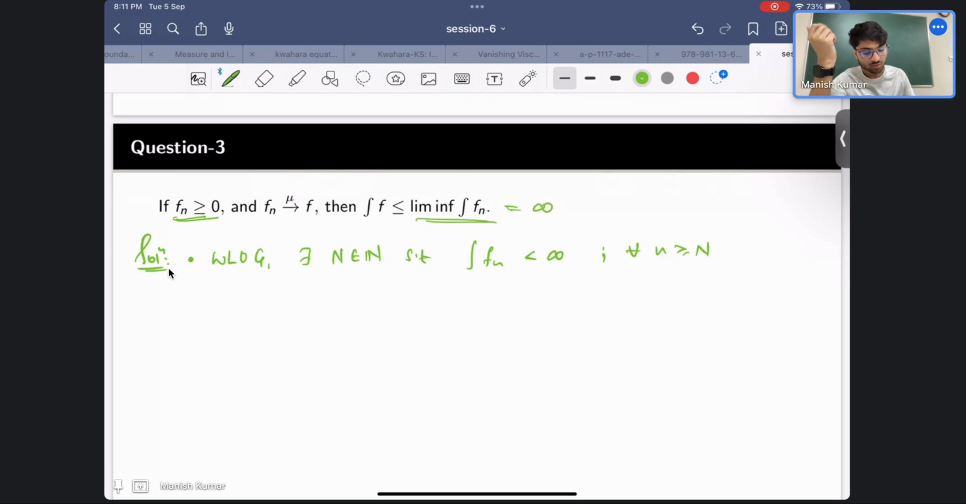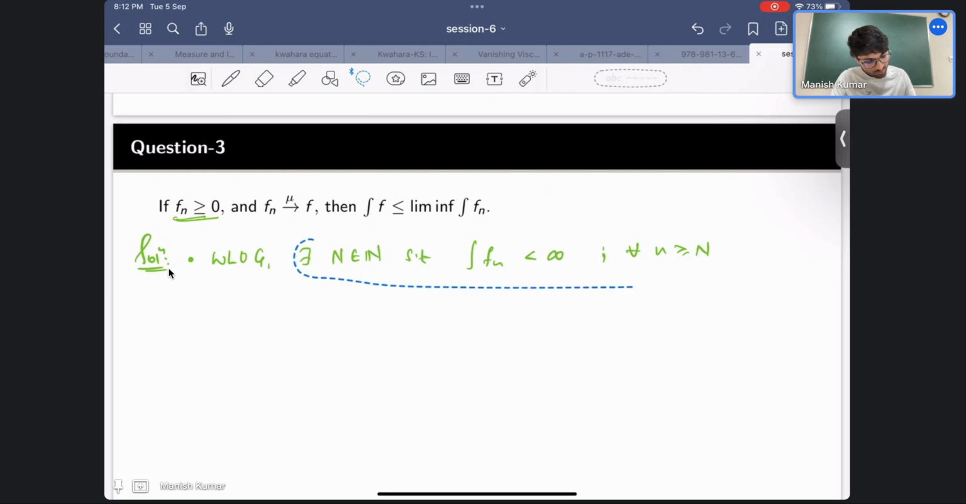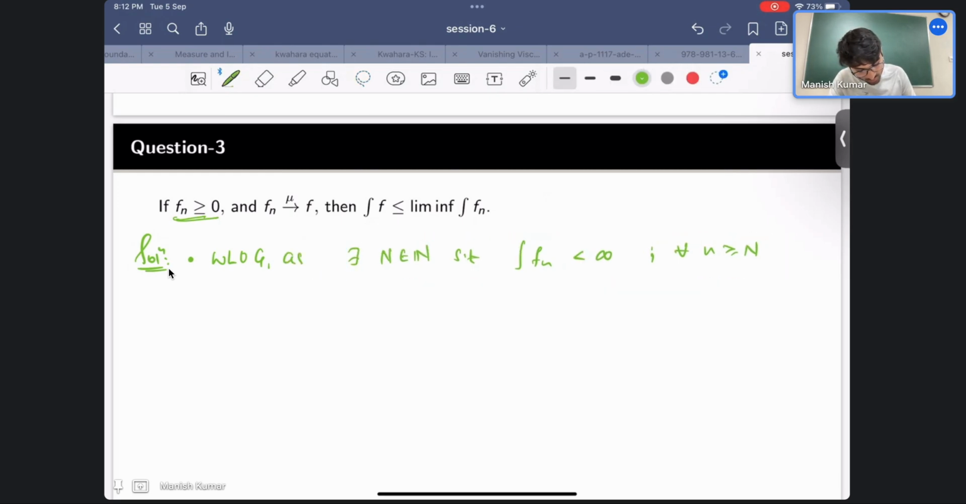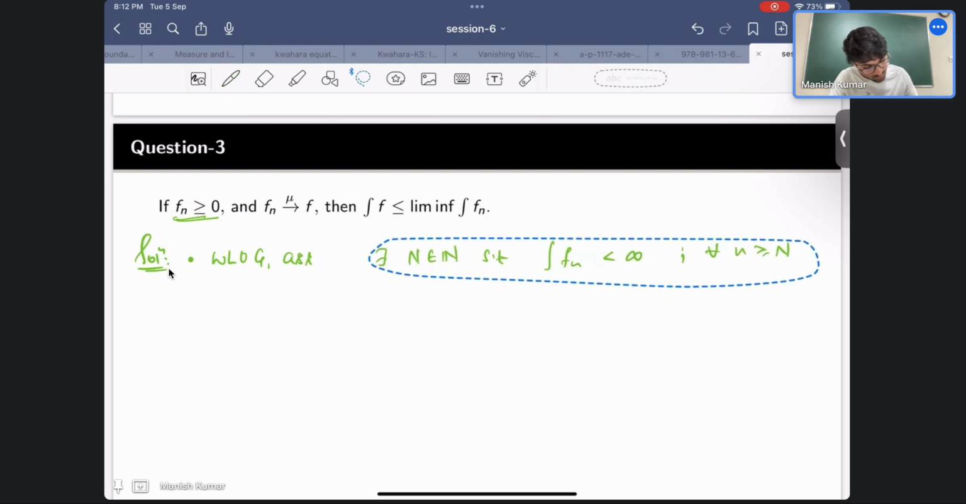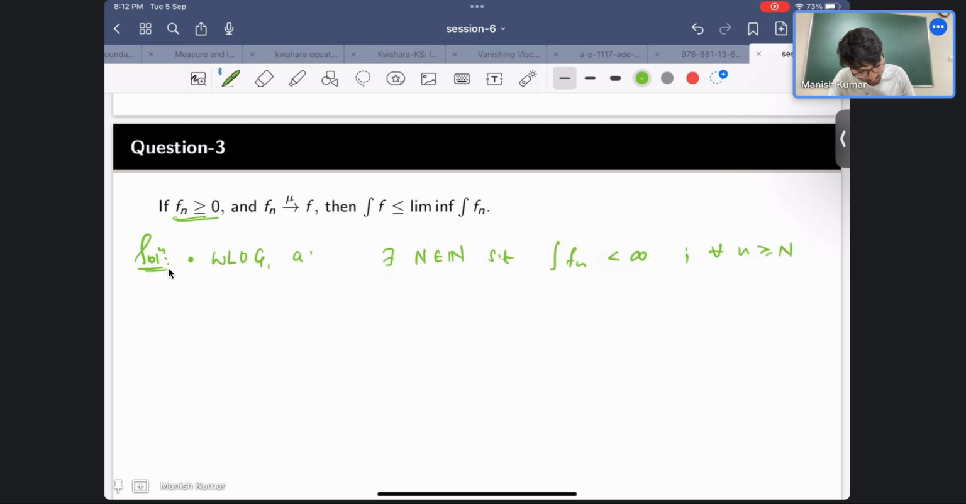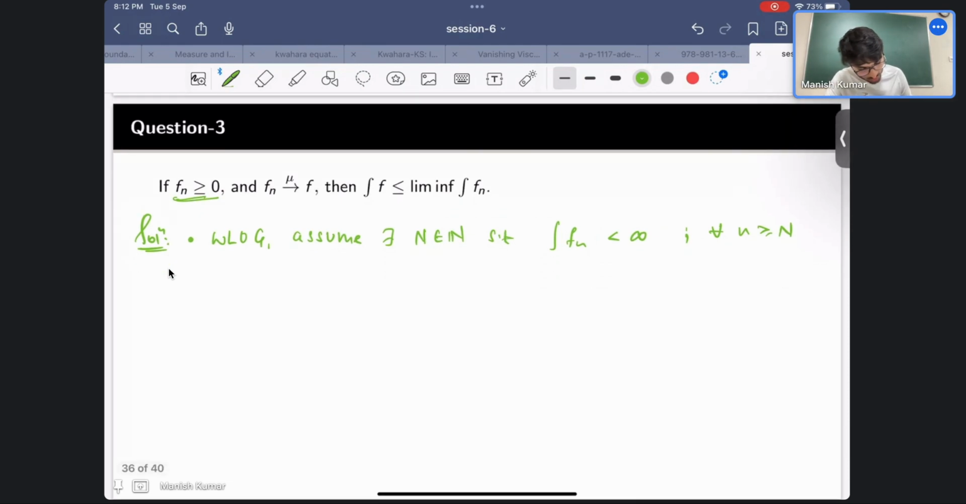That is not a problem, and that is obviously true, right? So if this is infinity for all n after a certain stage, whatever stage you choose, then this limit infimum will be infinity, and this is always less than or equal to infinity. That will be obviously true; there is nothing to prove. So that's why we assume, without loss of generality, that such n exists. Assume there exists n such that this happens. Okay, so if I assume this, now what can I do?